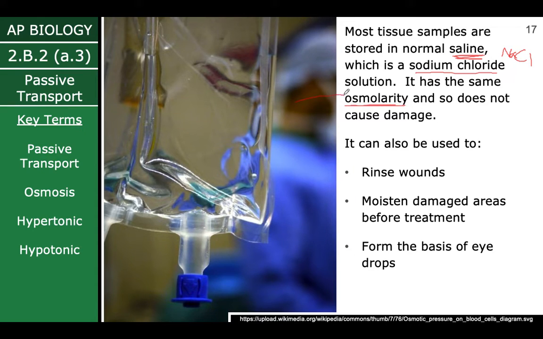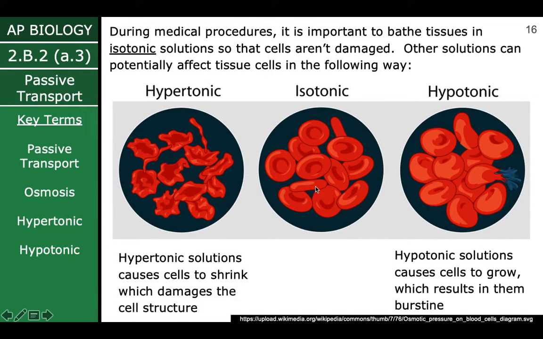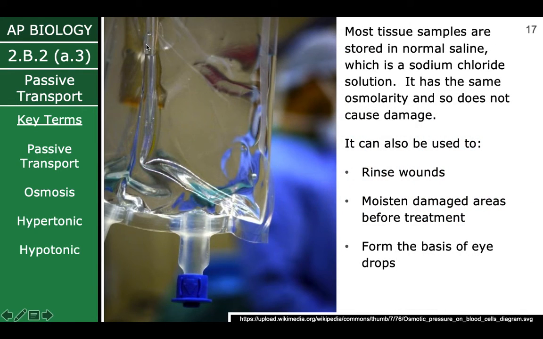Remember that osmolarity is really just the same as saying concentration. It has the same concentration. So I can put cells into this solution and they're not going to get hurt because it's nice and happy. I'm here in the nice isotonic situation. And so that's what we use to rinse wounds because we don't want to burst or shrivel blood cells, right? Anytime that you're dealing with any kind of injury, it's going to be a saline solution.